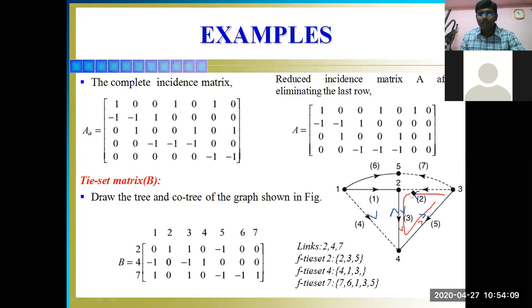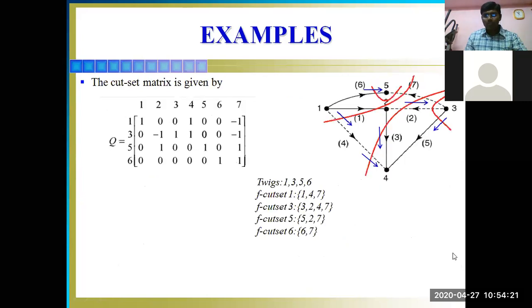So this is the way to calculate the tie set matrix, right? Now, then go to the cut set matrix. Cut set matrix. So here you have to remove the set of branches that divides the entire graph into two subgraphs. So here also somewhat slight complexity is there.